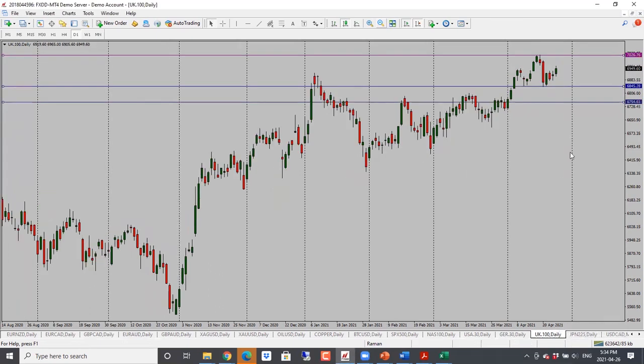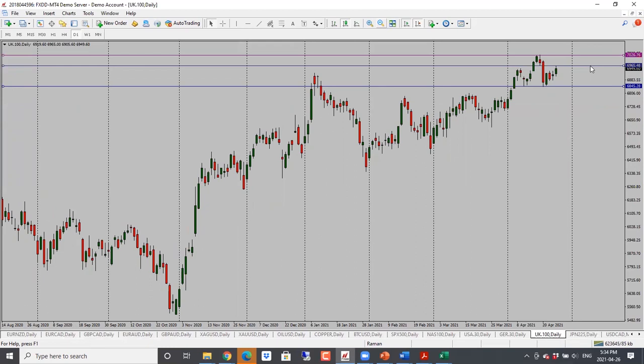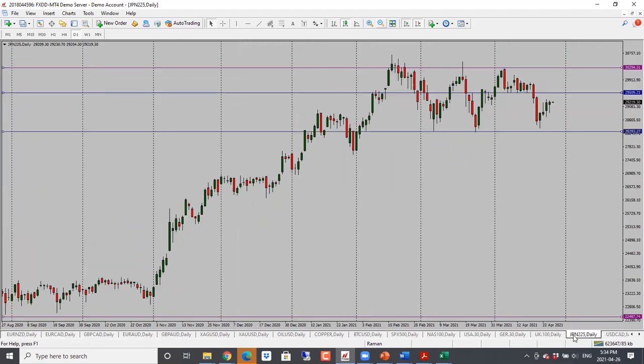FTSE here slowly trying to make its way higher. It is still neutral at the moment. Next target here is 7025. So bullish bias here for FTSE.